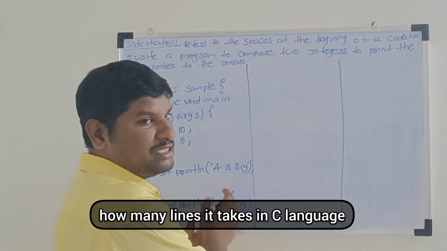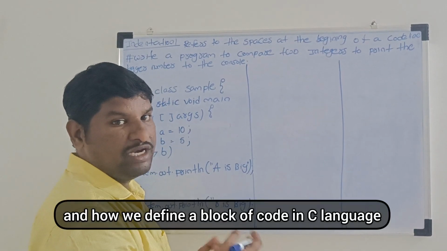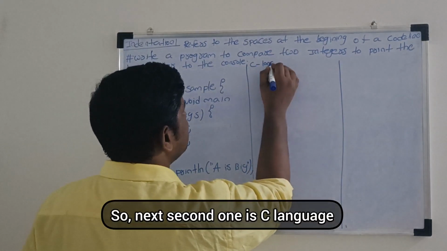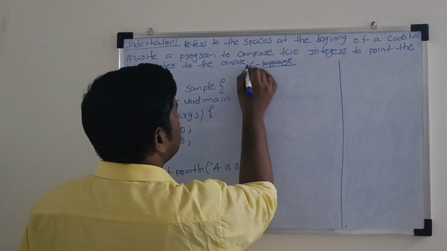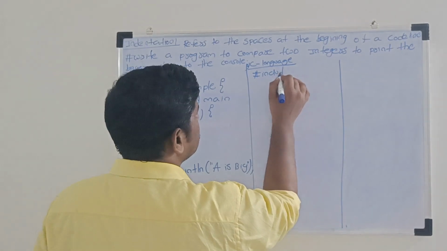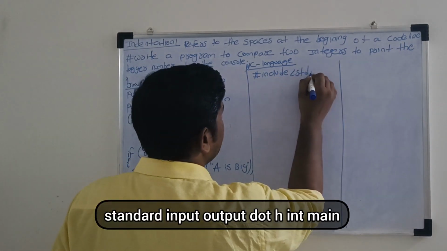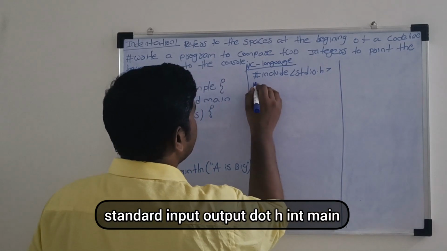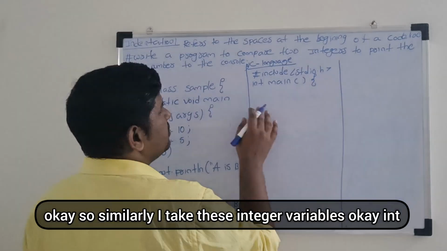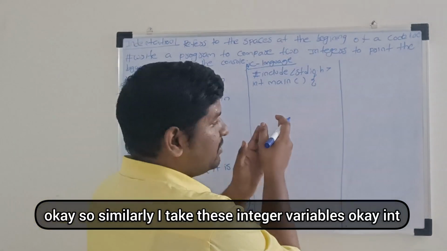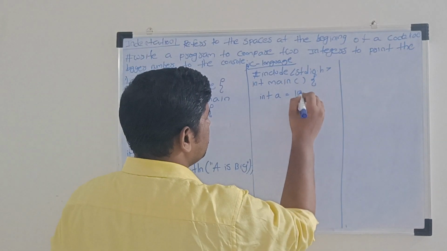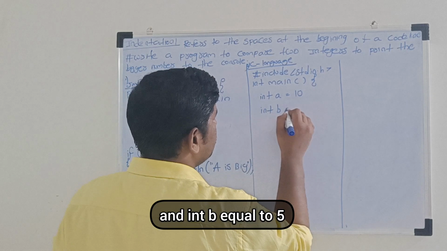Now let's see how many lines it takes in C language and how we define a block of code in C language. So the second one is C language. Okay, #include <stdio.h>, int main. Similarly I take these integer variables: int a equal to 10 and int b equal to 5.